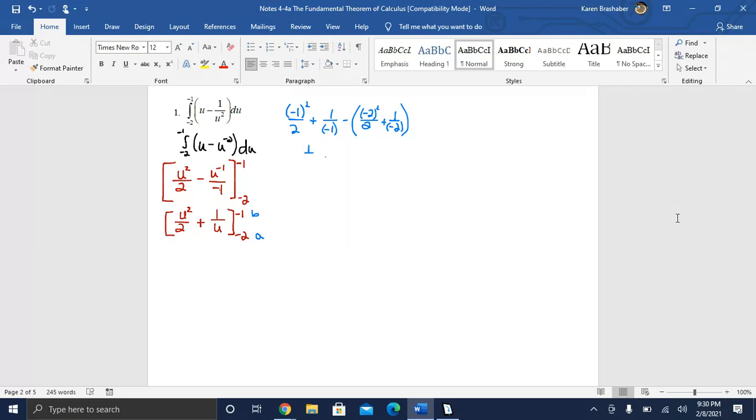Simplifying, we would get 1/2 minus 1 minus, and then we get 4 over 2. That would be a 2, and distribute your minus sign. So it's a negative of a negative 1/2. That would be a positive 1/2. Combining your like terms, 1/2 and 1/2 would be 1. 1 minus 1 is 0. Minus 2 would be your answer. So notice that we got a numerical answer for the definite integral. So there's the first example.